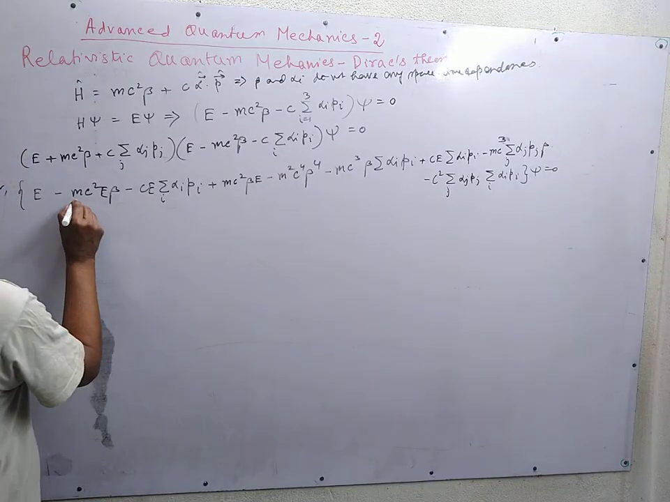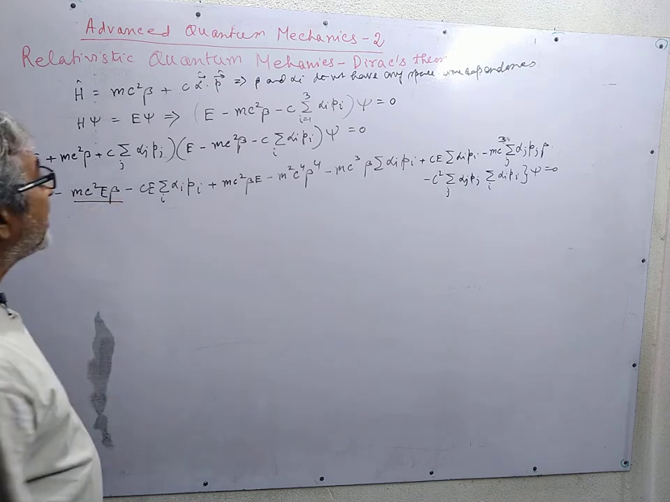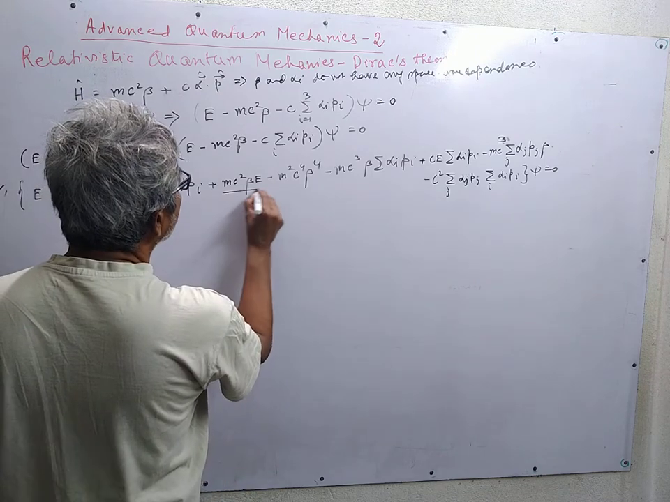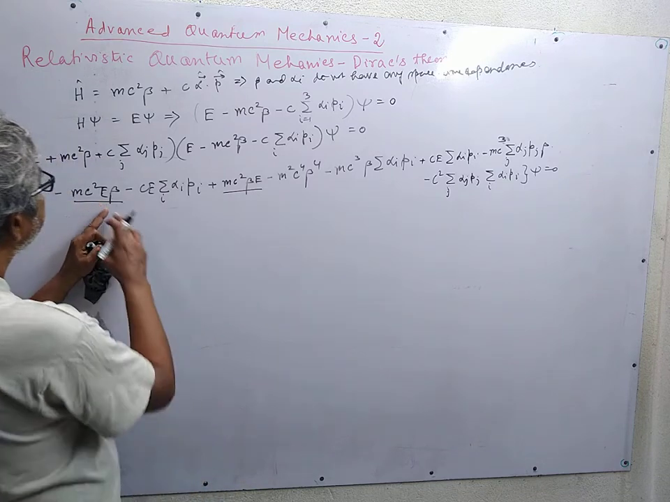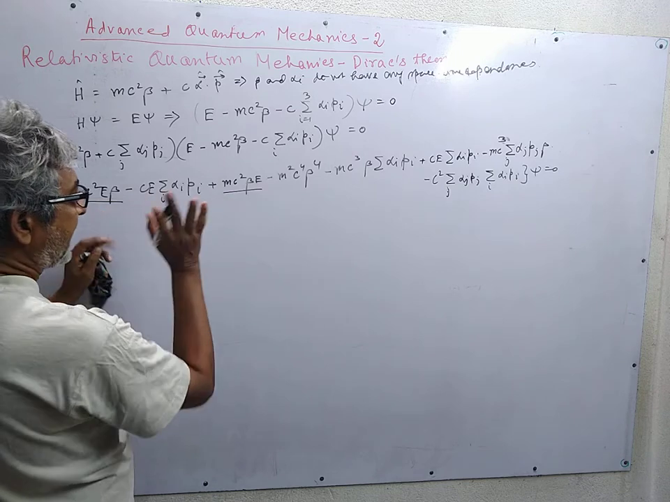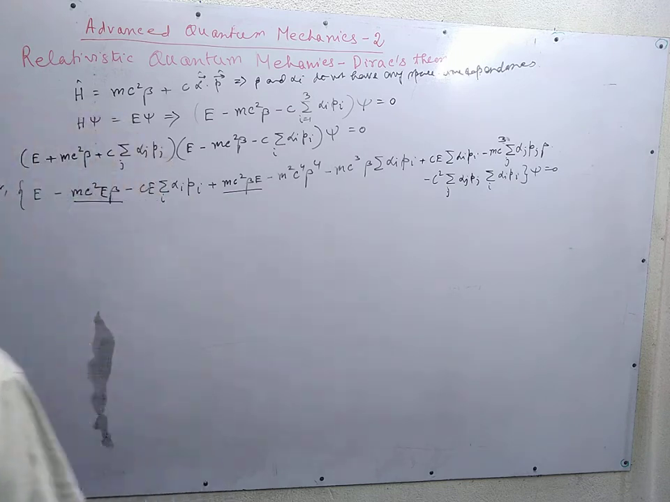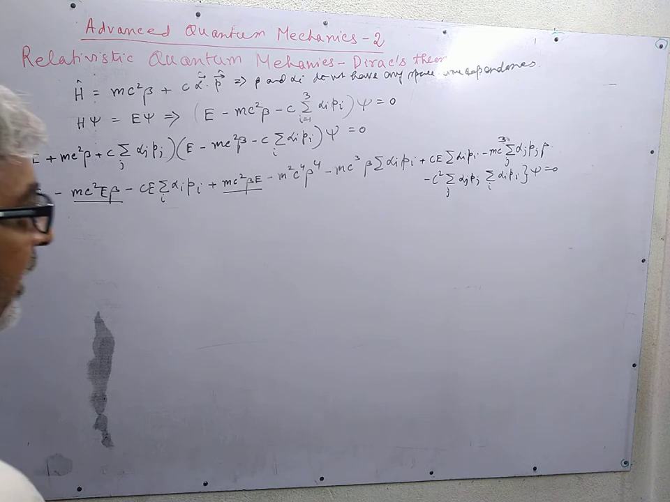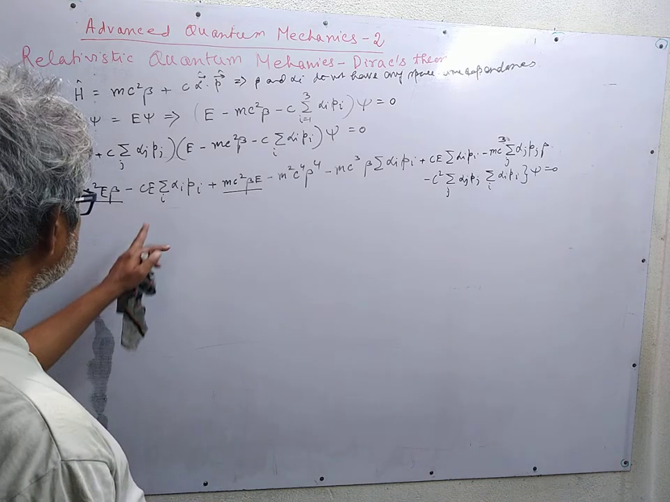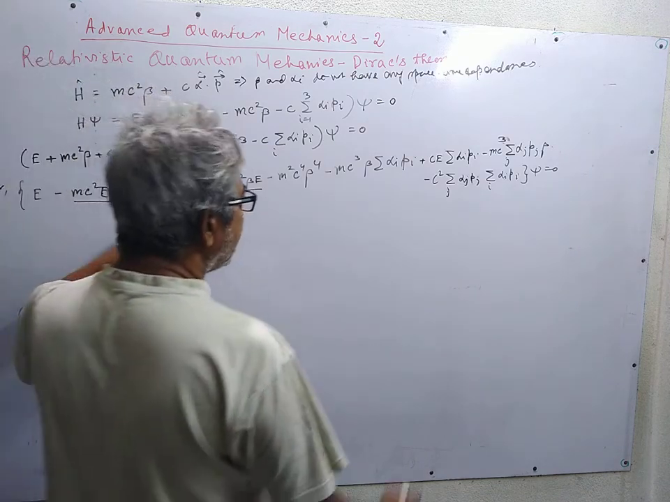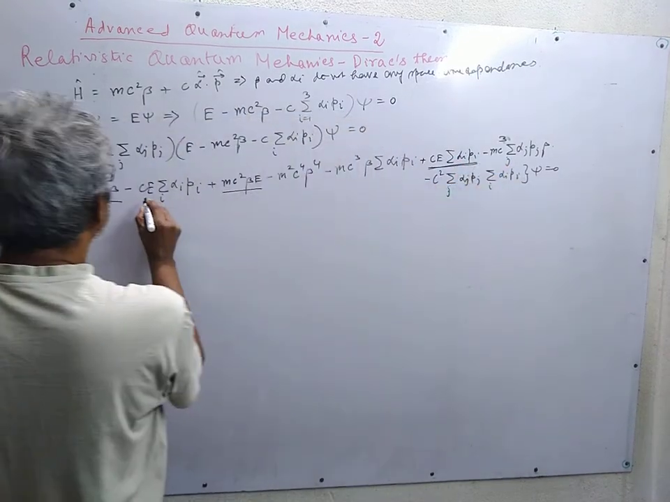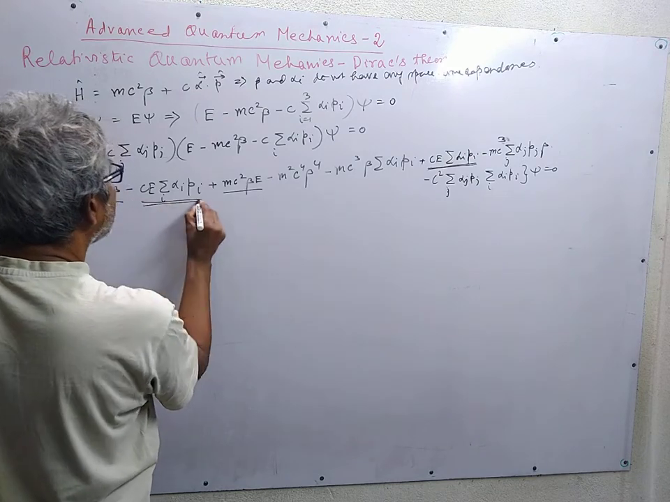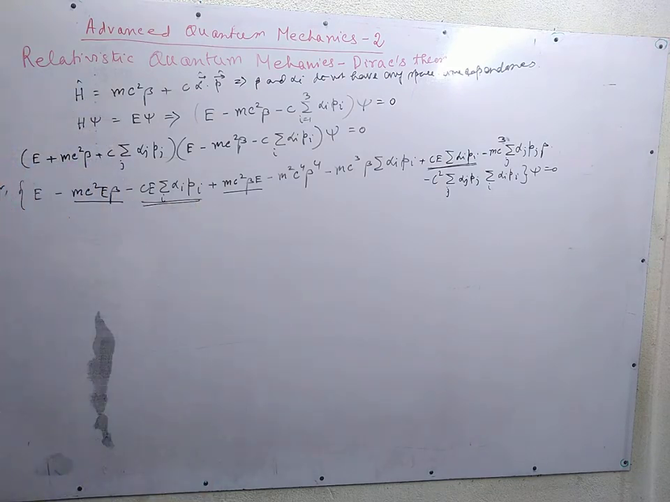First thing, you note these two quantities, mc square E beta and mc square beta E. They are of opposite sign, and since E beta is equal to beta E, they cancel in pair. Then we have another term, this term and this term, the double underlined. These two terms also cancel out. So we are left with 5 terms.